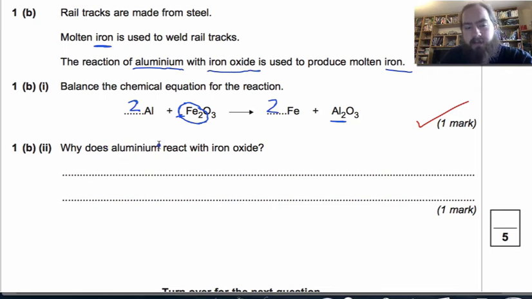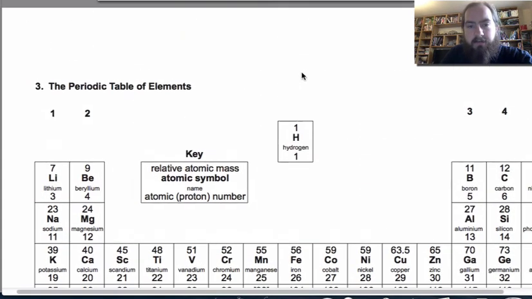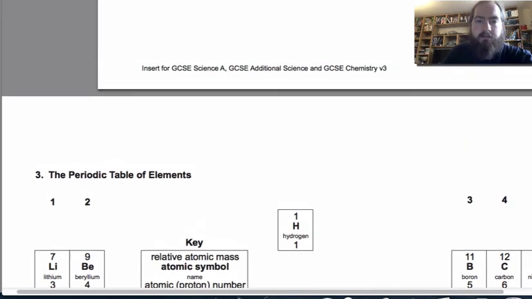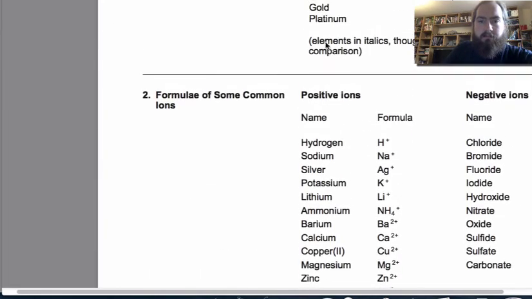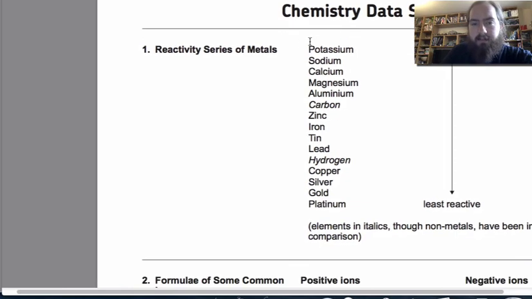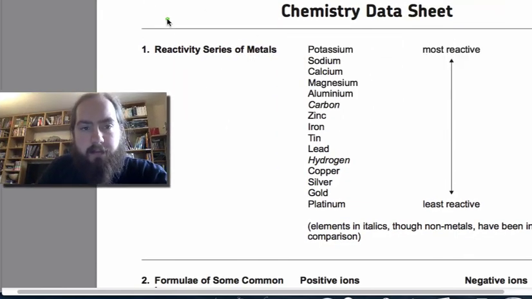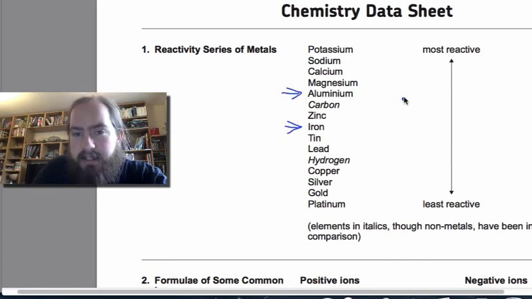Why does aluminium react with iron oxide? Now for this part of the question, they're expecting you to use the data sheet again. And on the first part of the data sheet, you've got a reactivity series. And if we're looking for iron and aluminium, we can see that on this reactivity series, iron is less reactive than aluminium, or that aluminium is more reactive than iron.